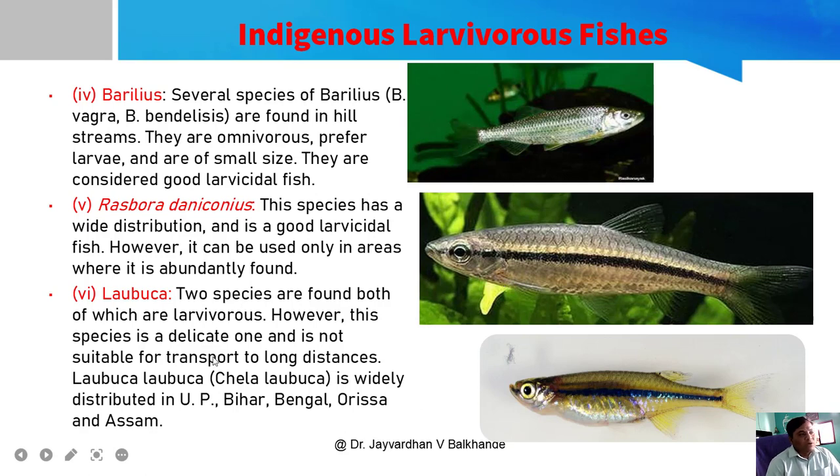Then the Laubuca, the sixth species, in the picture third. Two species are found, both of which are larvivorous, including Chela laubuca. However, this species is delicate and not suitable for transport over long distances. This is the picture of this Laubuca. This fish is widely distributed in the states of Uttar Pradesh, Bihar, Odisha, Bengal and the Assam region.